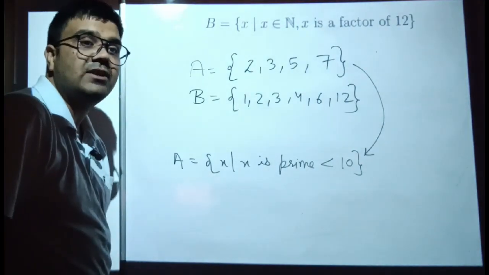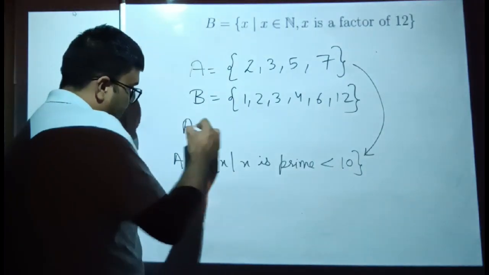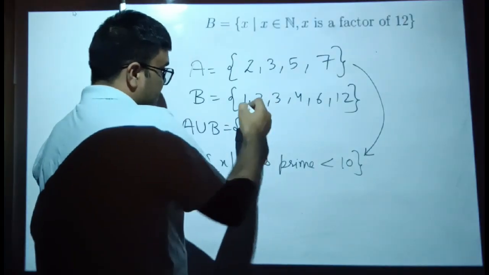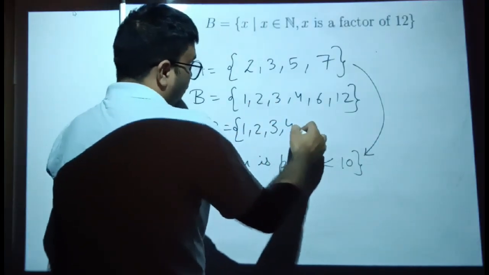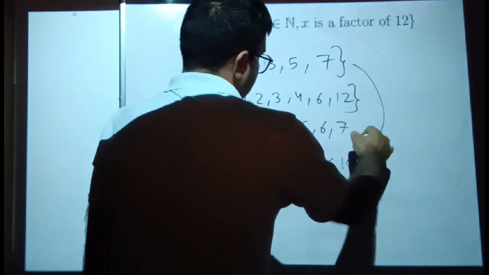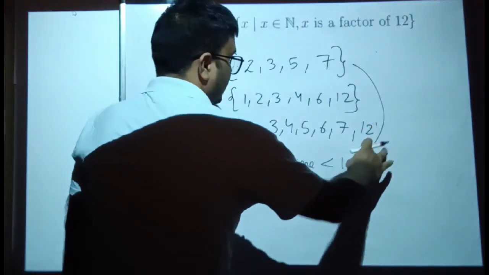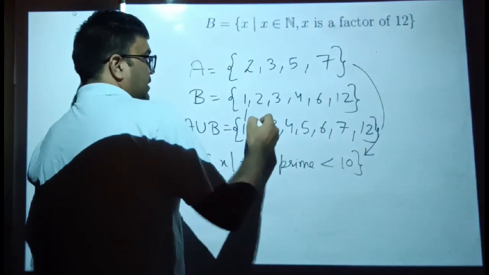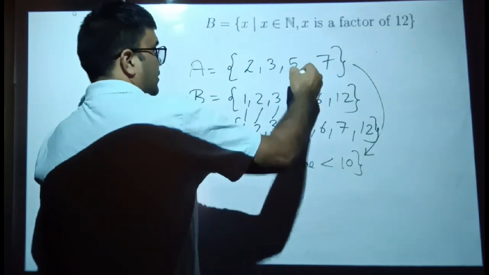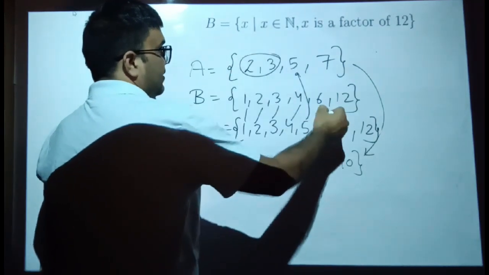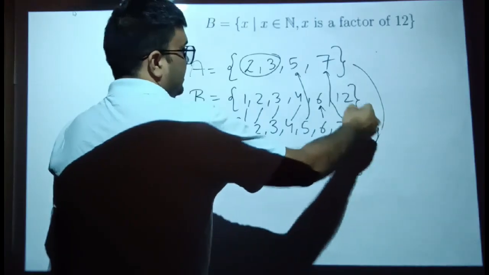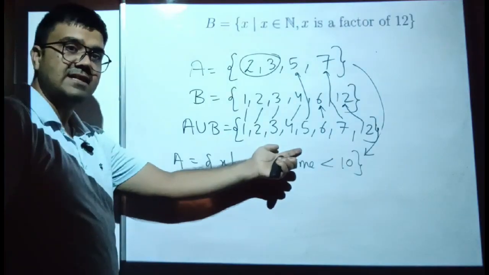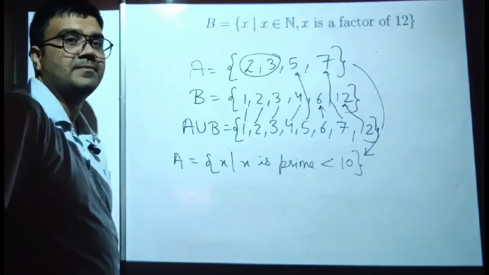Now we have to calculate the value of A union B. We take all the elements from both sets: 1, 2, 3, 4, 5, 6, 7 and 12. We write all the elements as a set. It has elements 1, 2, 3, 4, then 2 and 3 we have already considered, then 5, 6, 7 and 12. So A union B is a set with these elements.